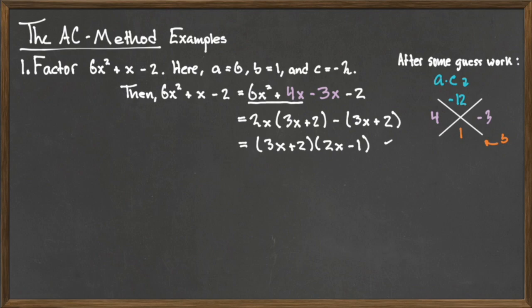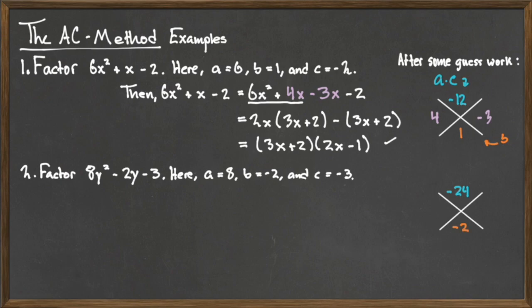Making this cross on the right helps us with a little bit of bookkeeping, but it's a matter of splitting that b term into two separate terms that allow us to factor by grouping and get a full factorization. For our next example, look at 8y squared minus 2y minus 3.